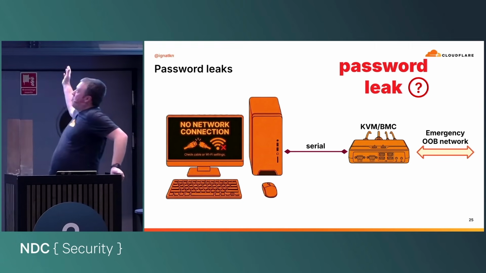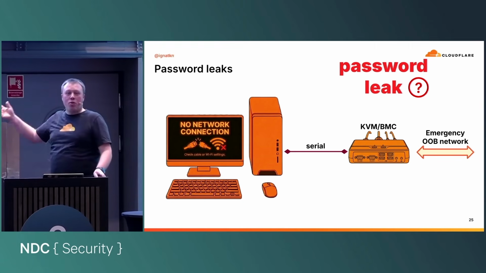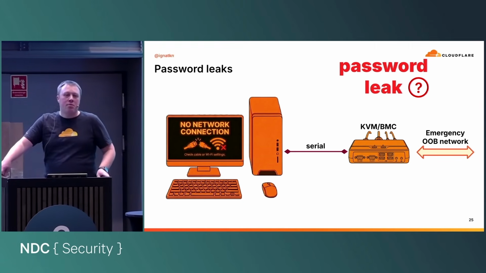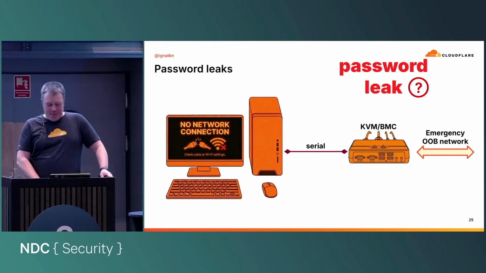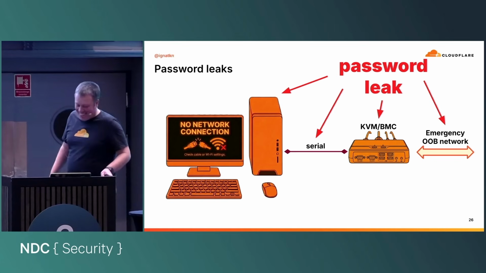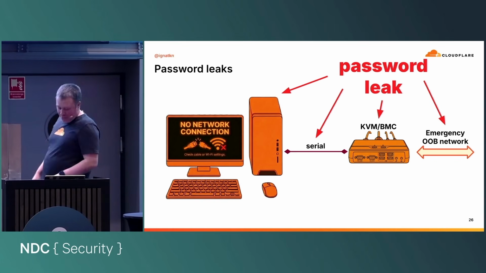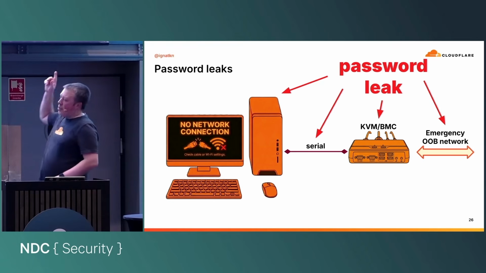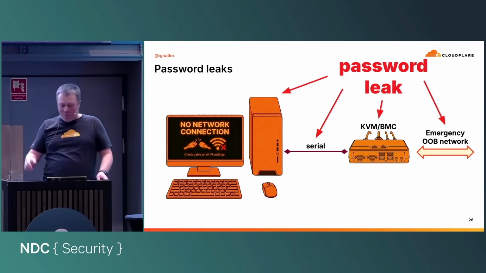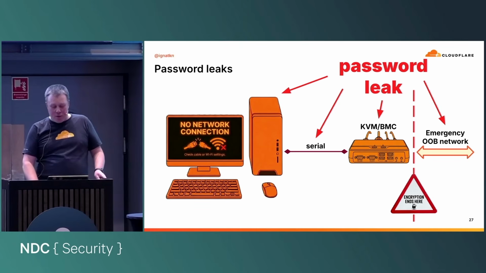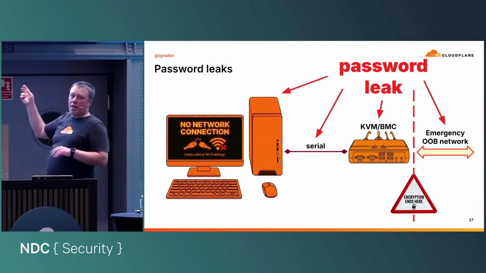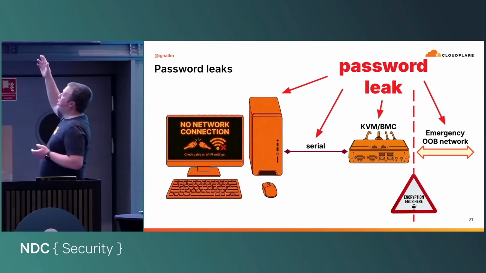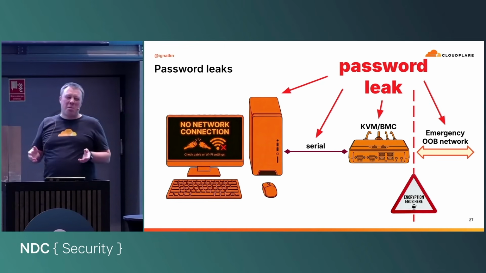So we have the schema of communication. Where do you think a password could leak here? Any ideas? The answer is everywhere, right? It's less likely to leak on the emergency out-of-band network if you have a good setup, because ideally, at least here, it's network access, and you can set up an end-to-end encrypted channel to the KVM or BMC. But it also depends, right?